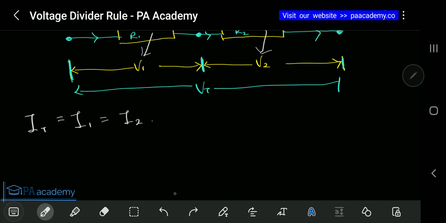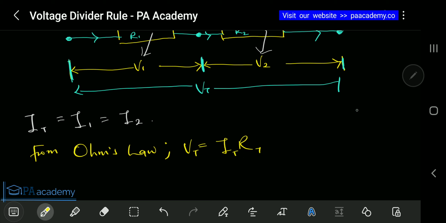Now let's make reference to Ohm's law. From Ohm's law, we know that V is equal to IR. So that means we can say our VT is equal to our IT times RT. Don't forget, I mentioned in the previous videos that if I say RT, I'm still making reference to REQ, the total resistance or the equivalent resistance. And if I say IT, I'm still making reference to the equivalent current. I'm still saying the same thing.